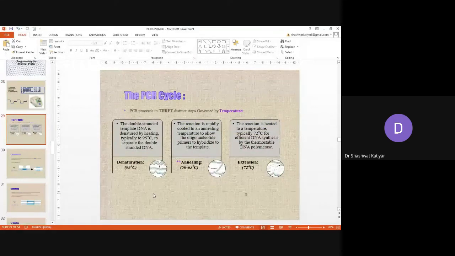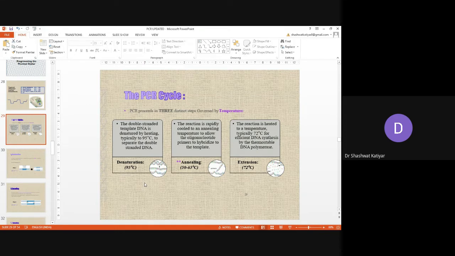Now the PCR cycle. There are three steps: denaturation at 95 degrees Celsius, annealing of the primer at 50 to 65 degrees Celsius, and extension of the DNA chain at 72 degrees Celsius. In the denaturation process, if you want to make a copy of the parental strand, you first have to separate the strands. In vivo, this is done by the helicase enzyme, which unwinds the helix and separates both strands.